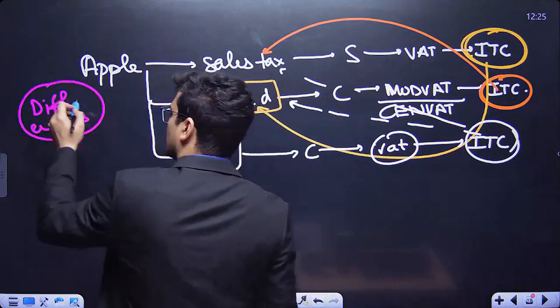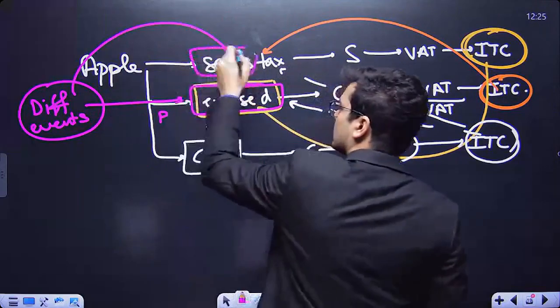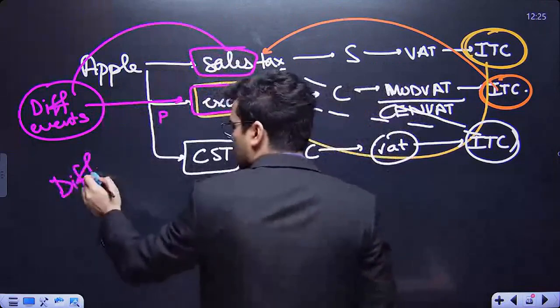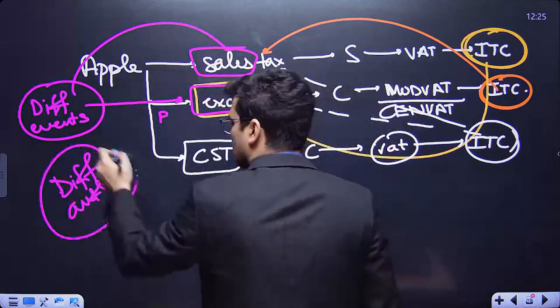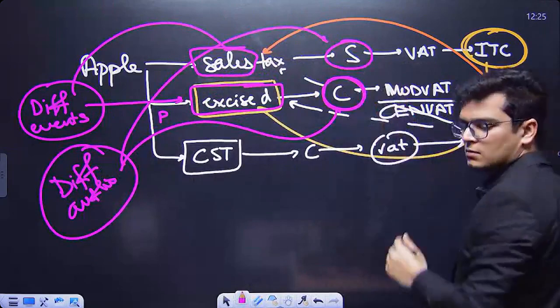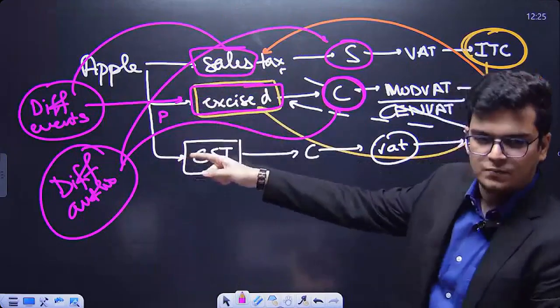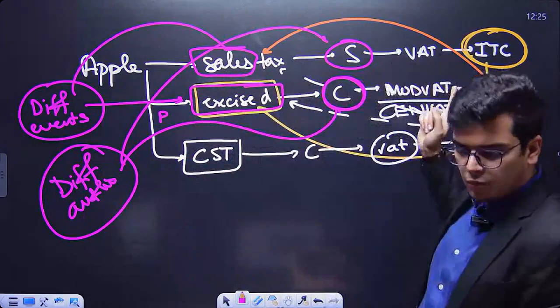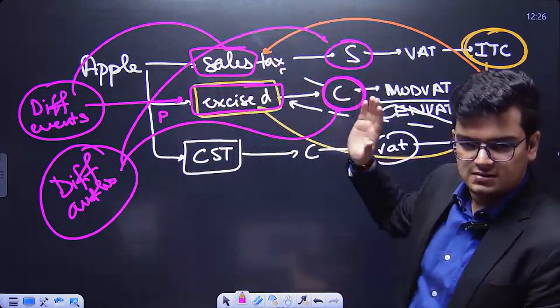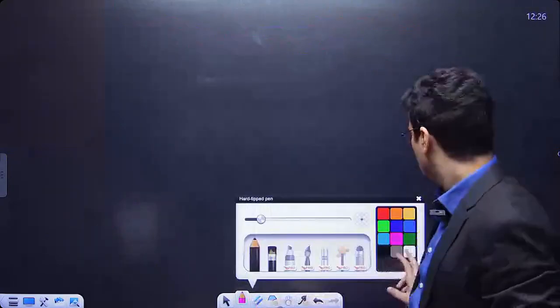Different events of taxation are there. One is this event of production, one is this event of sales. Different events, and there are different authorities. One authority is center, one authority is state. Because of different authorities and different events, you could not use input tax credit to offset other taxes. GST solved this problem. GST said that now the only event of taxation is sale.